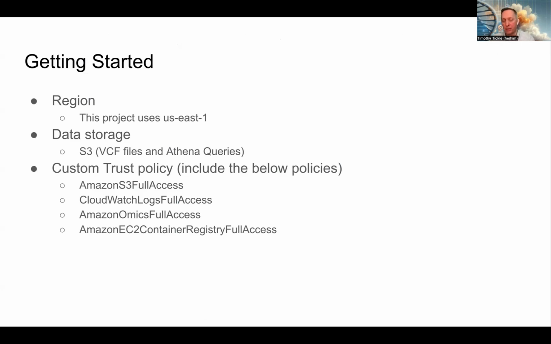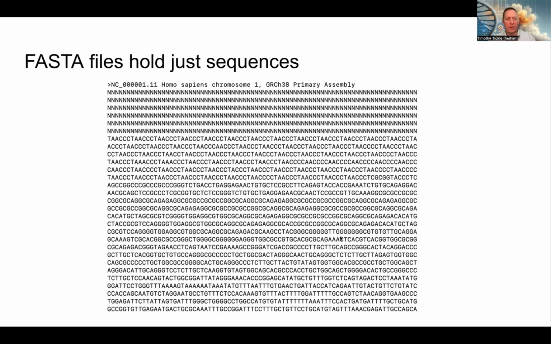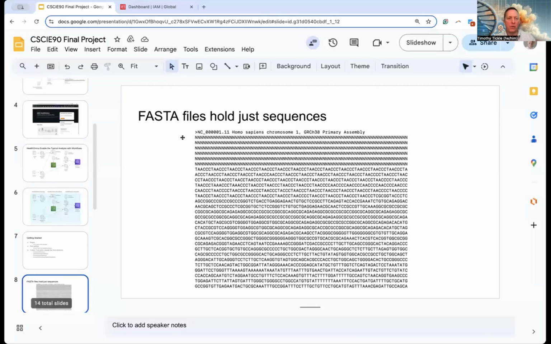This will require an S3 bucket, so please do make one, and you'll put VCF files in there and also Athena queries in there as you're going. Then a custom trust policy needs to be created for this project as well. And these are the kinds of policies that need to be added to it. I'll go over that briefly. We'll come back to this in just a moment, but we're going to move over to demonstrations.